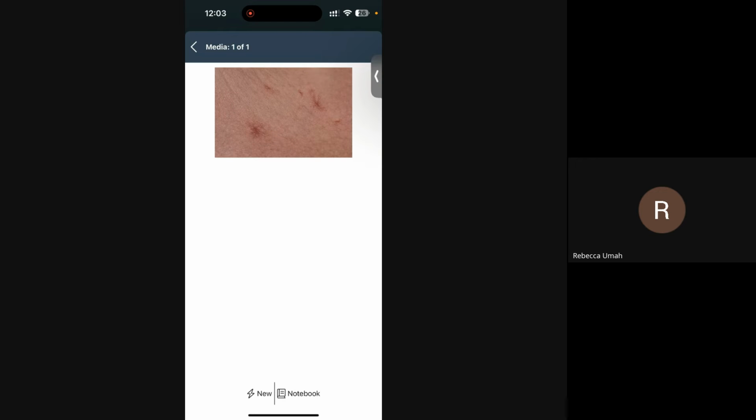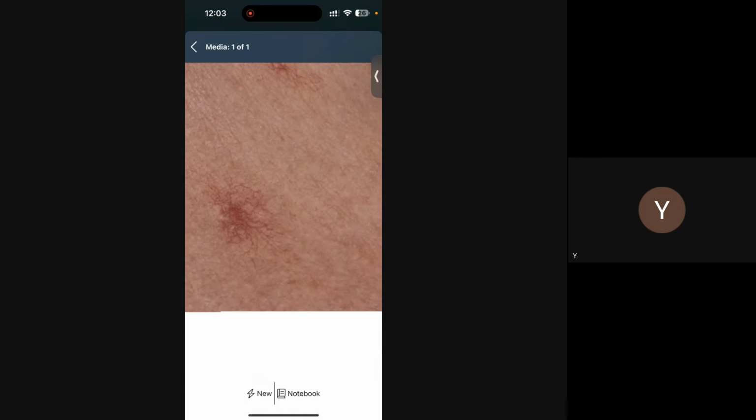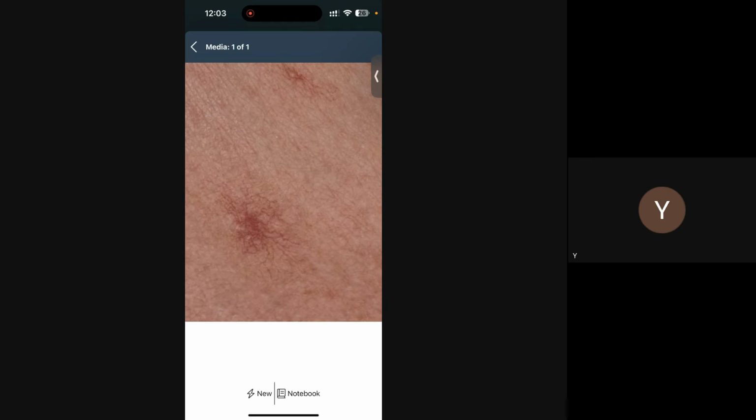What are these? Can we see the text again? These are telangiectasias. Can you zoom in on the skin finding again, doctor? Okay, these are telangiectasias. Yes.